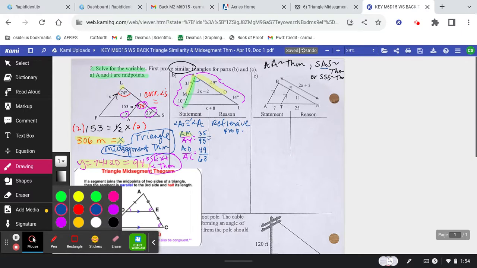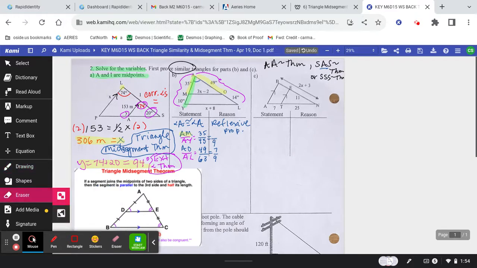So what goes into 35 and 45? We're going to reduce that. What goes into 49 and 63? We're going to reduce that. So 7 goes into 35 5 times. 7 goes into 45 9 times. 7 goes into 49 7 times. 7 goes into 63 9 times. Oops. Sorry, 5 goes into 35 7 times.